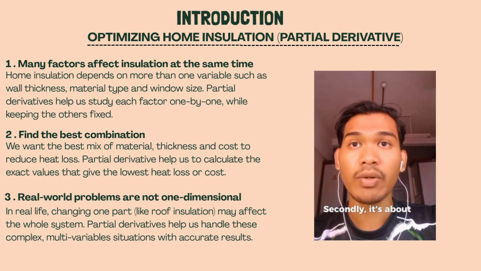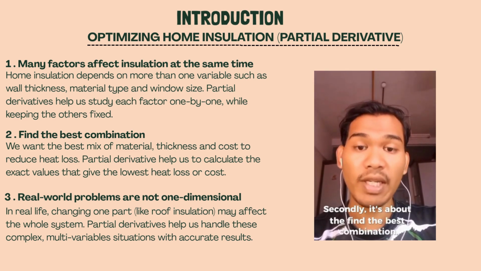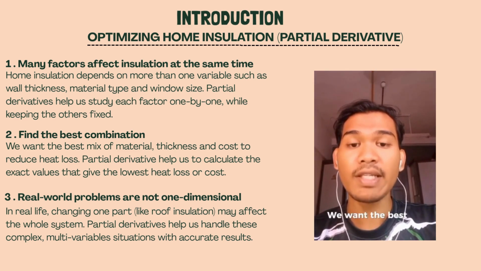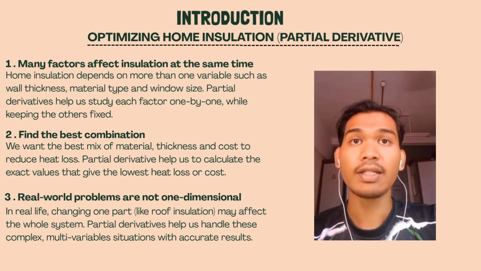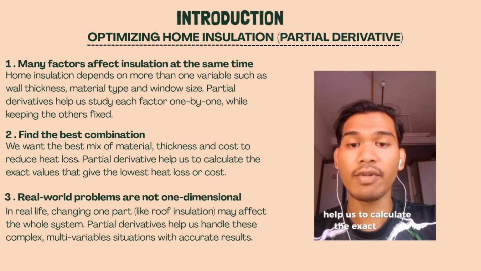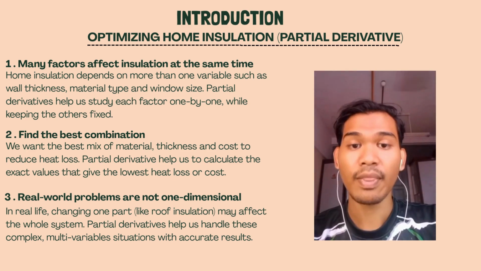Secondly, it is about finding the best combination. We want the best mix of material, thickness, and cost to reduce heat loss. Partial derivatives help us calculate the exact value that gives the lowest heat loss or cost.